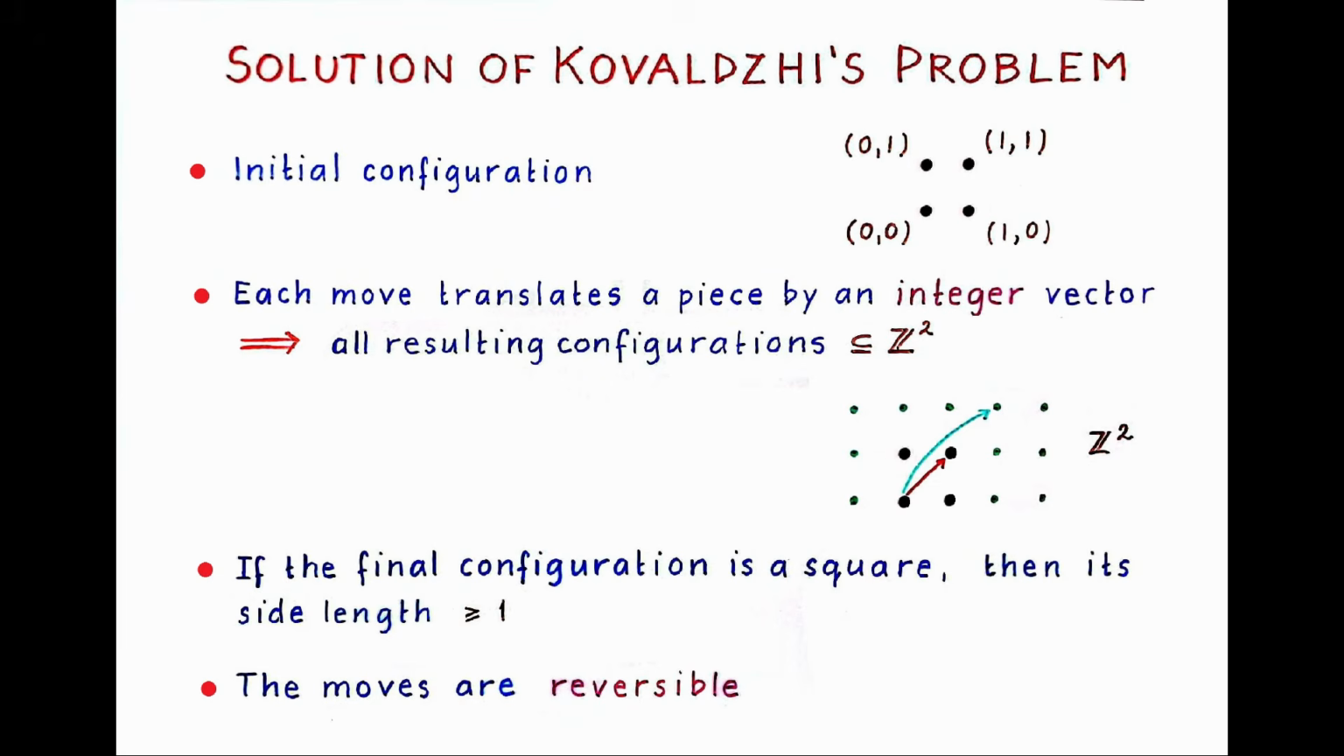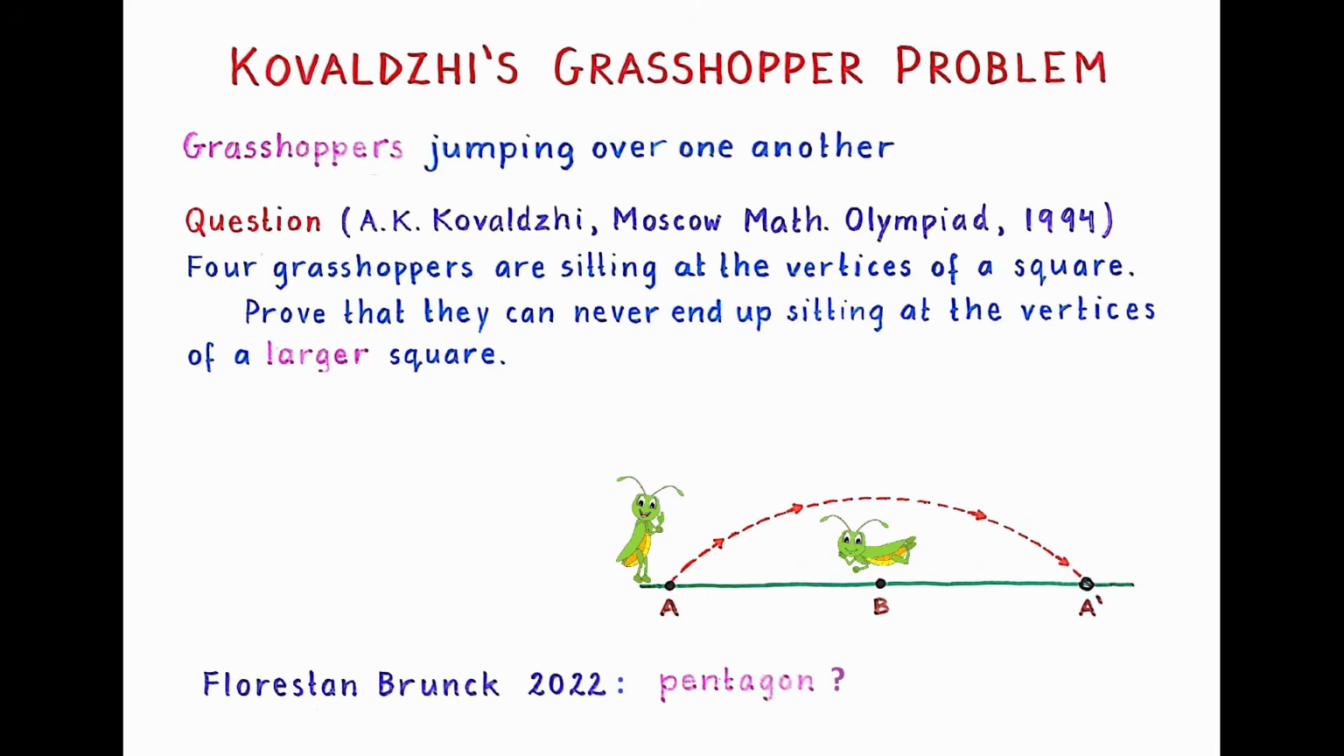Now, immediately after hearing this problem, Kovaldzhi and Brunck, who I think is still a PhD student, maybe he defended since that, at IST Austria, came up with a question: okay, what happens if these grasshoppers sit at the vertices of a regular pentagon? And I finish in a minute.